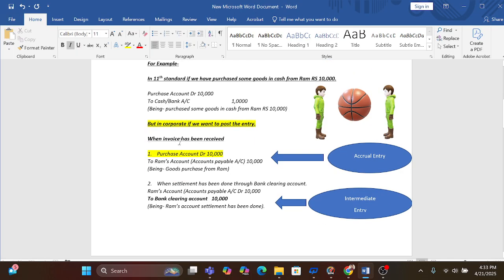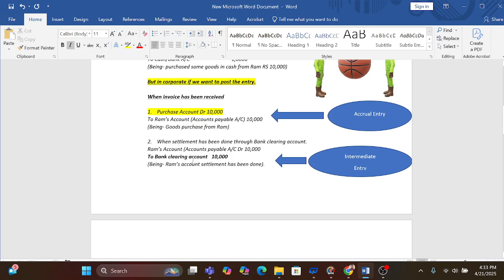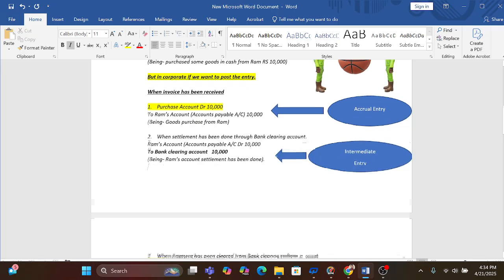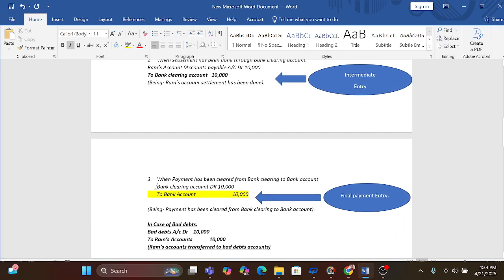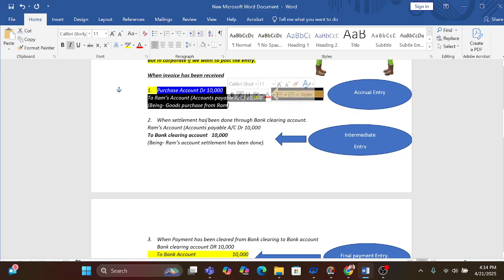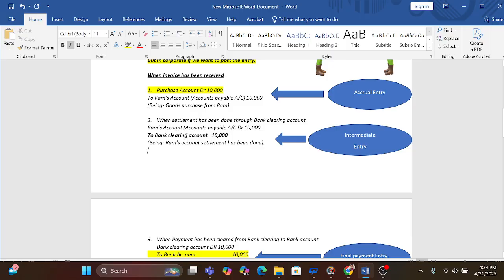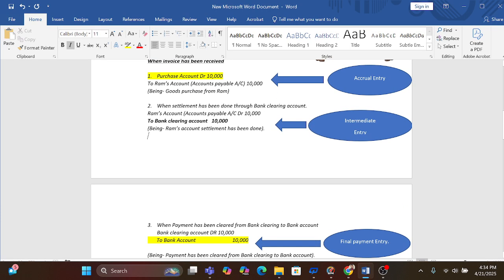If we see in a corporate, the corporate uses purchase account debit to Ram's account first, or we can say accounts payable account, and then on a settlement date it will be transferred to the bank clearing account. Then when the entry is cleared from the bank clearing to bank, the entry will be bank clearing account debit to bank account. This entry will be posted by the accounts payable department, and this entry will be posted by the treasury team. These are the two entries below.